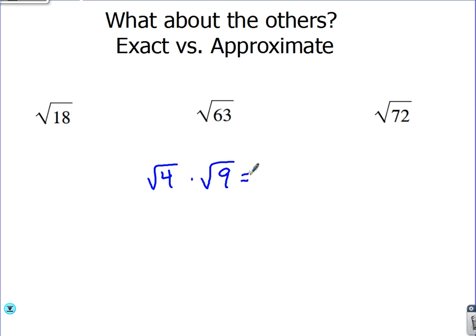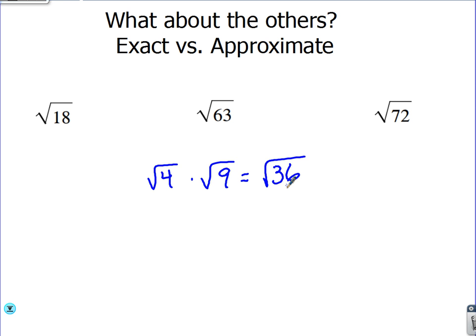What is the square root of 4? What's the square root of 9? So that's 2 times 3, right? What is 2 times 3? Can you multiply square roots? 2 times 3 is 6, right? Isn't that what you tell me? Does that say 2 times 3 equals 6?